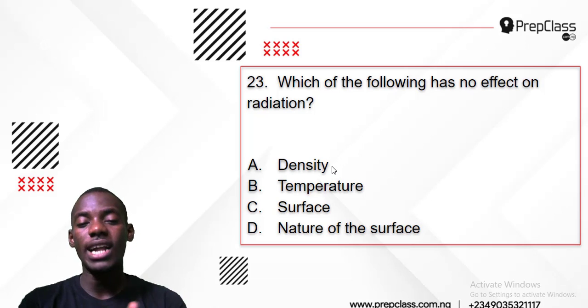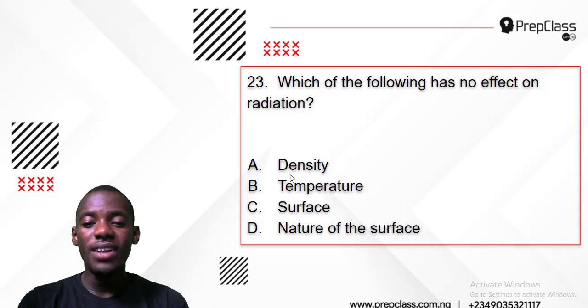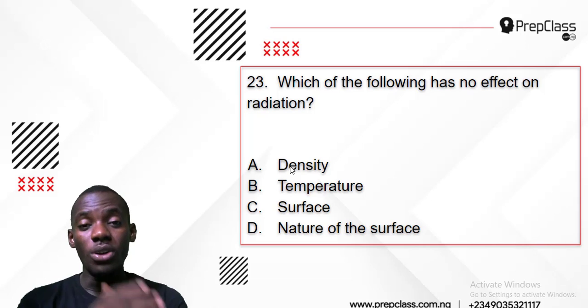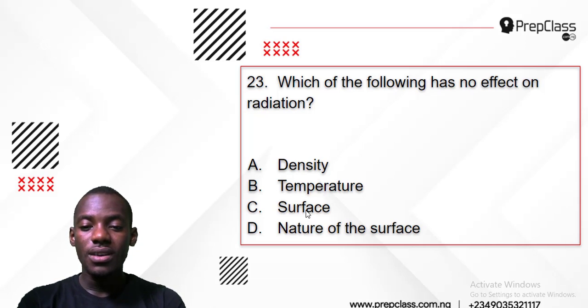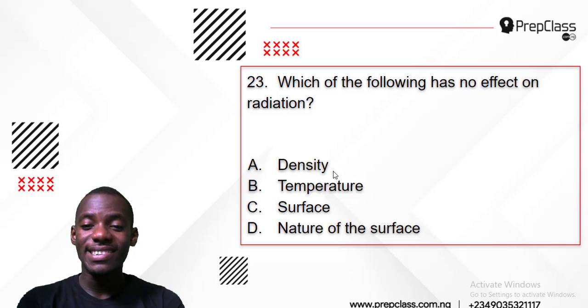Now, when the sun is shining, that is radiant energy coming from the sun. Which one cannot affect the radiation they are getting on the earth? Is it density, temperature, surface, or nature of the surface? Now, everything can affect radiation from the sun except density.